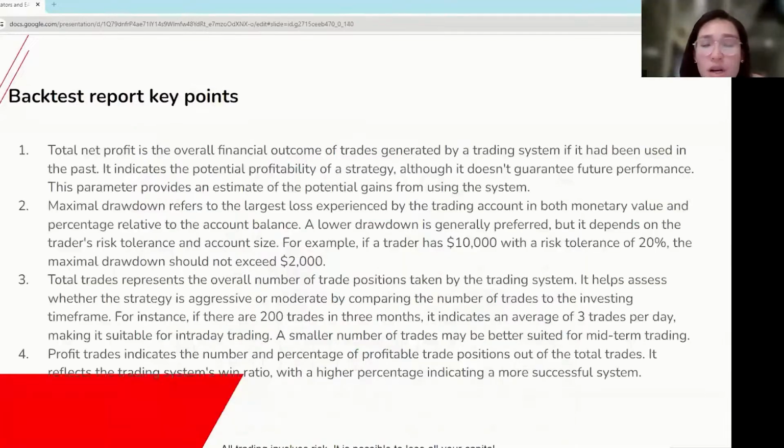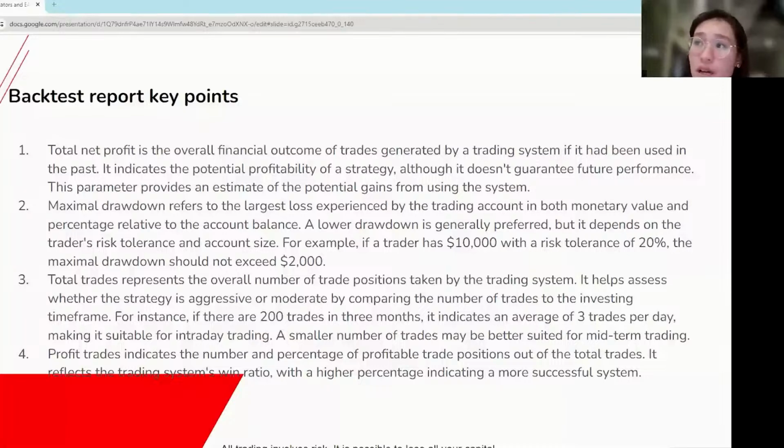Okay, so what exactly do they mean? Firstly, total net profit is the overall financial outcome of trades generated by a trading system if it had been used in the past. It indicates the potential profitability of a strategy, although it doesn't guarantee future performance. This parameter provides an estimate of the potential gains from using the system.